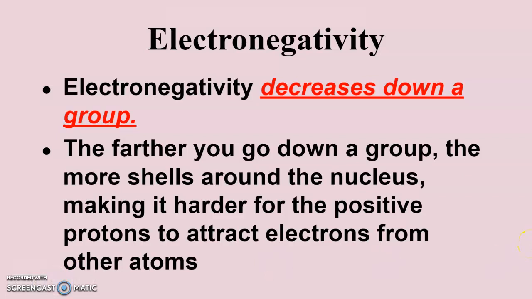So it decreases down a group. The further you go down, the more shells around the nucleus, right? We know that the more electrons there are, the more energy shells there are. This makes it harder for the positive protons to attract the electrons from other atoms. Again, it's that shielding that takes place, as those energy rings are further out and the electrons are further away. It's easier to remove the electrons, but it's also harder for that atom to attract electrons to it. So it decreases down the group.